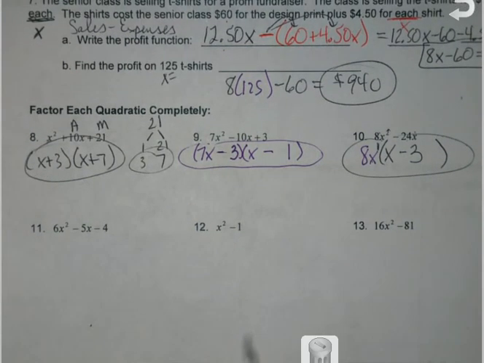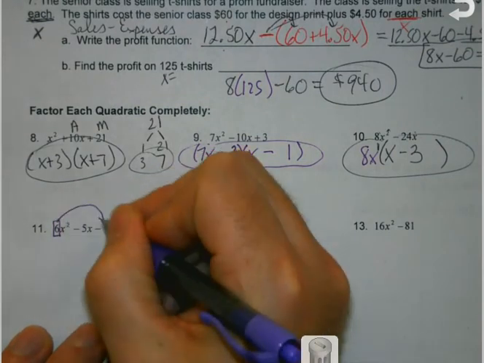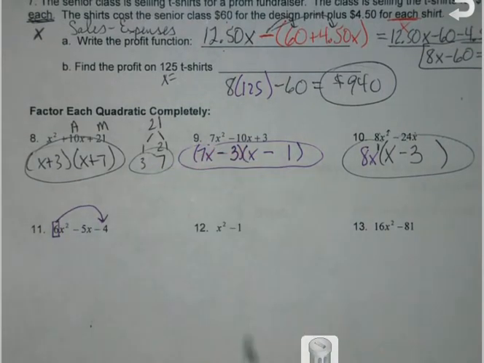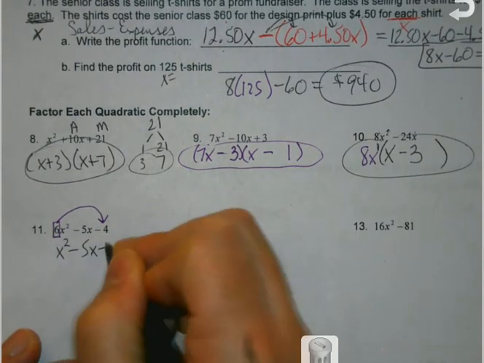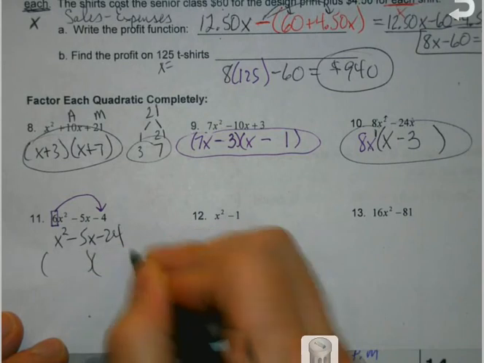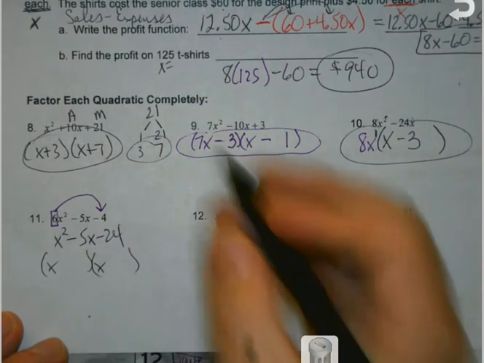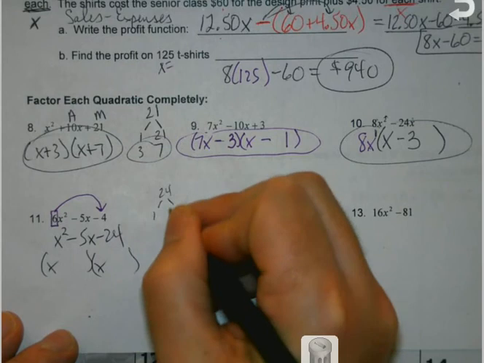11, again, this is one I probably would slide and divide on. If you're slide and divide fans, maybe you did that on number 9 as well. If you like guess and check, that's okay too. So here I'll slide my 6 down. And now I'm looking for two numbers that multiply to negative 24 and add to 5. So I'm thinking 24 here.